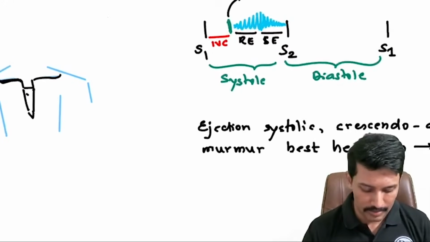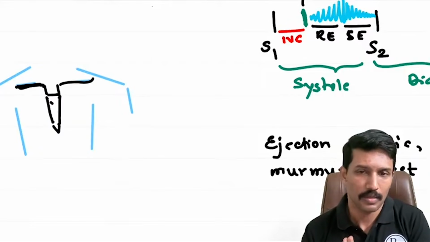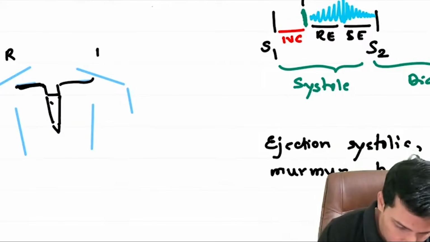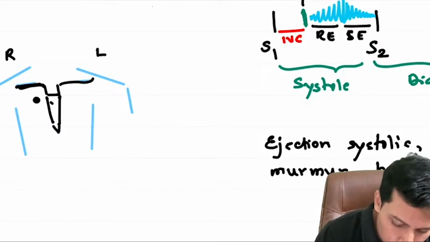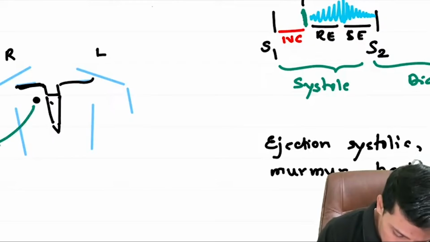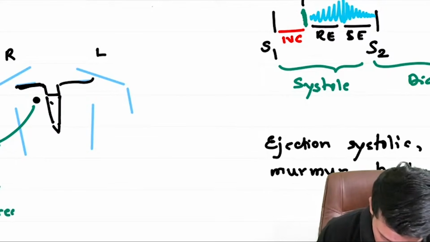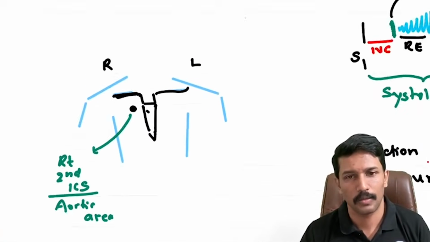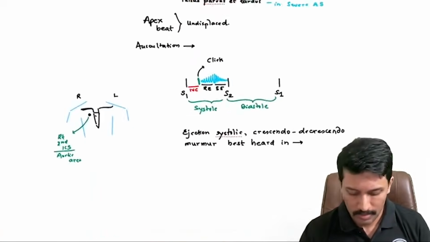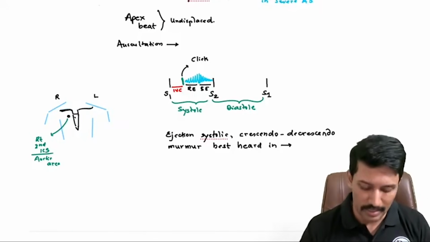Yes, the aortic area is situated in the right second intercostal space. So if this is right, this is left. On the right second intercostal space, very good, we have the aortic area. Some of you may be wondering, why is it on the right? The aortic valve is on the left side of the heart, between the left ventricle and aorta, so why is its area on the right?